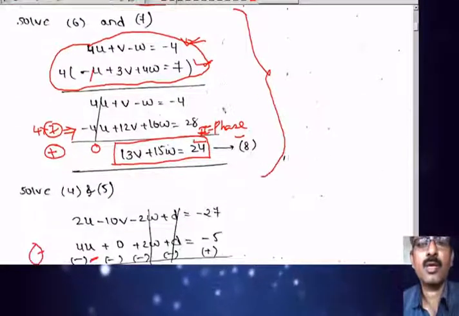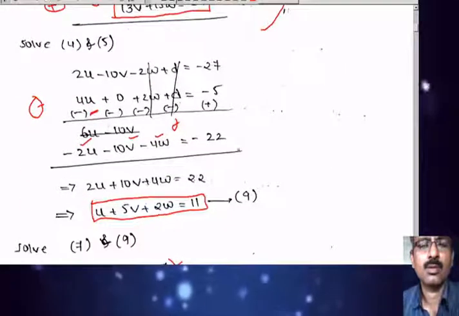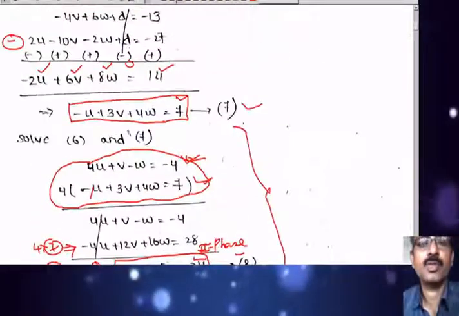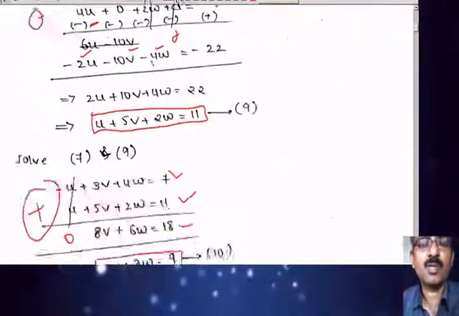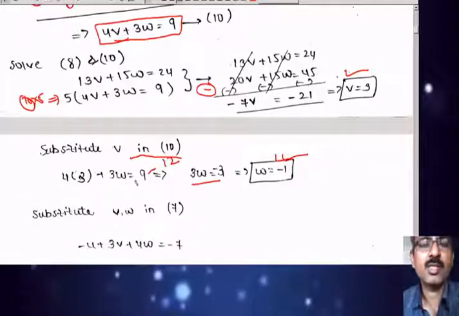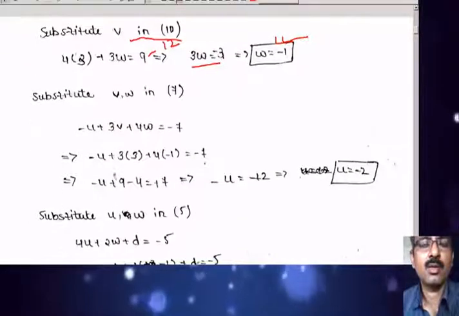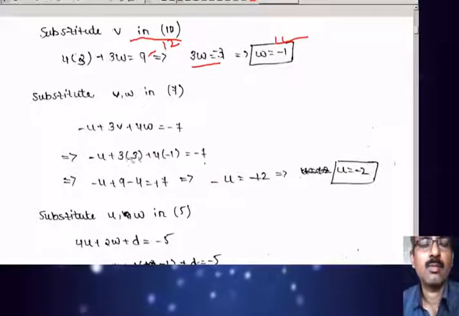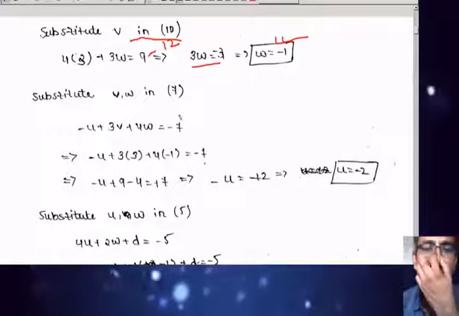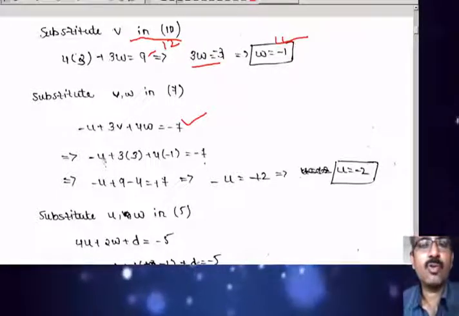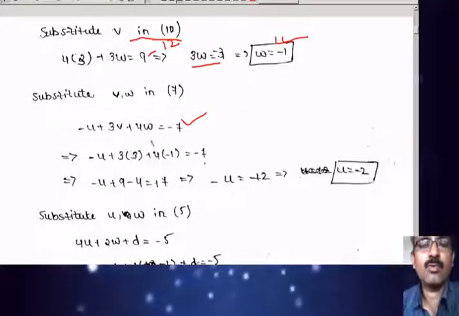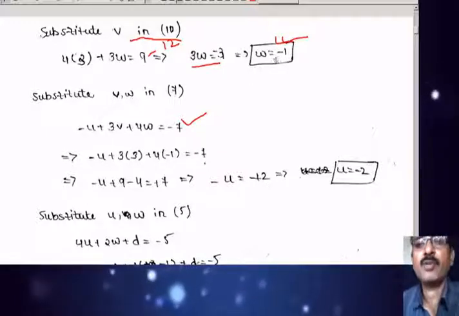You can take this 9 also. Minus 4 plus 3v plus 4, plus here minus 3v plus 4 into w equal to 7. Substituting u, v, w values, v is 3, w is minus 1.